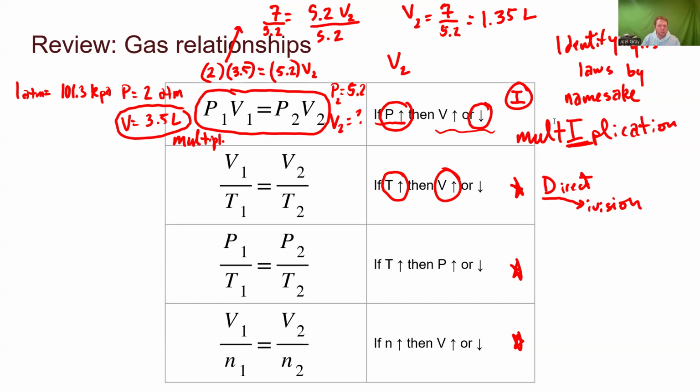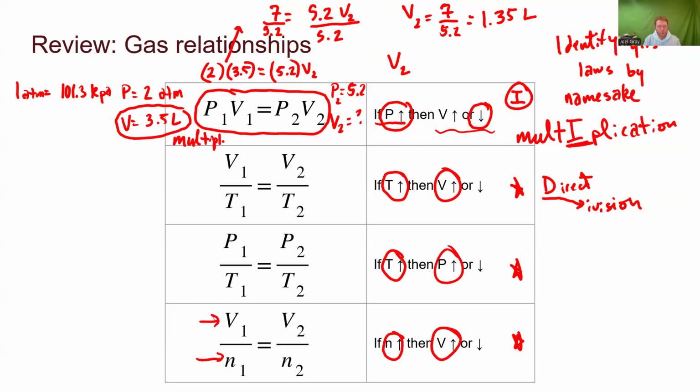Now, the last question, and sorry, I'm going back to this third formula here. P1 over T1 equals P2 over T2. If our temperature goes up, our pressure is going up. And then our last one deals with the amount of a substance and the volume of that substance. If the amount of our gas increases, what happens to our volume? Our volume is also going to increase.